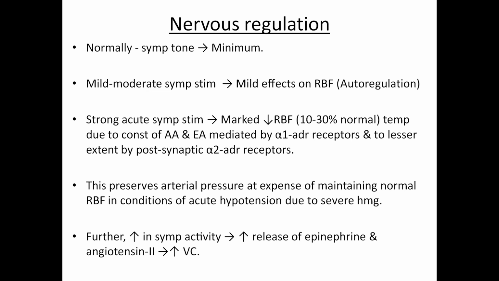And then there are hormones which can cause vasodilation and increase RBF and GFR. Those are prostaglandins, nitric oxide, bradykinin, atrial natriuretic peptide or ANP, glucocorticoids, dopamine, and histamine.